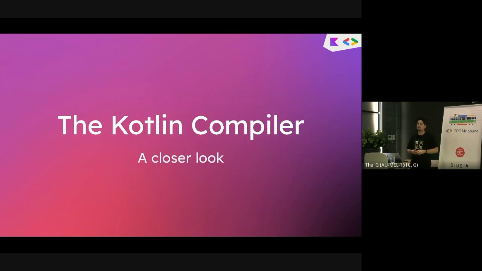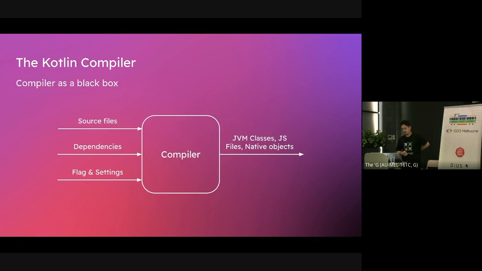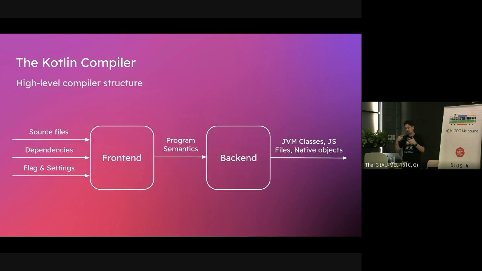So let's see what the Kotlin compiler looks like, and we'll keep on diving into each level of it. Most of it is Kotlin K2, and I'll be doing a brief comparison with the current K1 compiler as well, but I'm mostly covering Kotlin K2. The compiler is considered as a black box. Source files, dependencies, flags, and other settings come into this black box, and JVM classes or your binary classes just get thrown out on the other end. But let's see what happens inside a compiler itself.